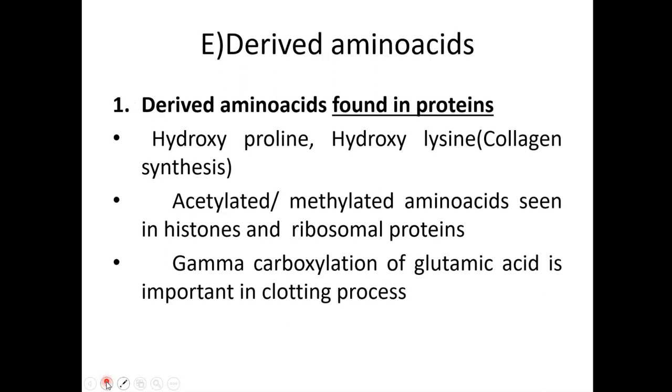Next, we are entering into the final classification. It is our derived amino acid. What is meant by derived amino acid? Amino acid which is derived from naturally occurring amino acids. We can again classify this derived amino acid into 3 groups. The first group is derived amino acid found in proteins. What are proteins? Proteins are made up of amino acids. So, these types of derived amino acids we can find in proteins.